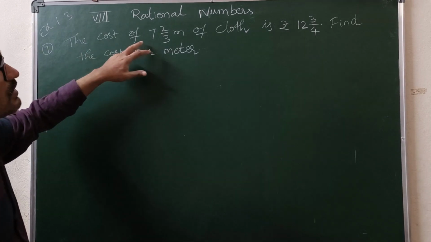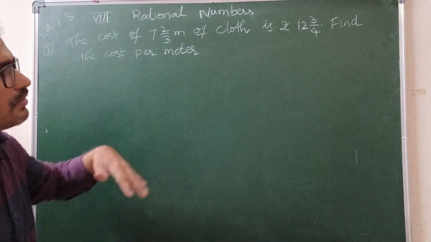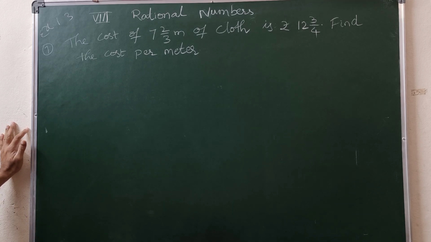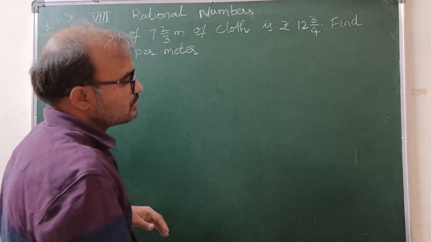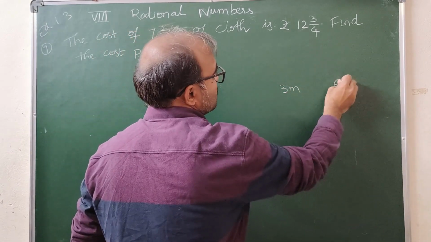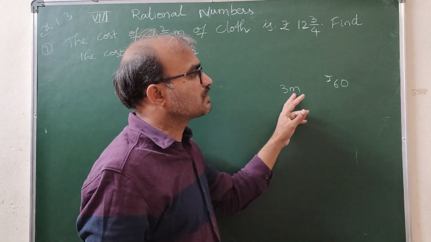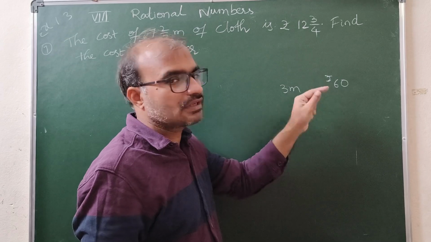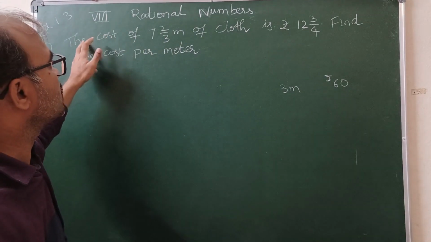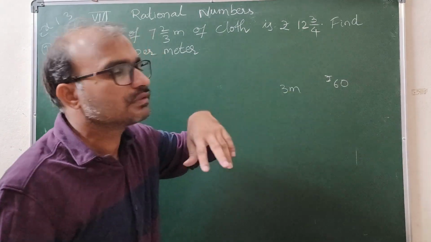The cost of 7 2/3 meters of cloth is rupees 12 3/4. Find the cost of 1 meter, the cost per meter. It is the same as: the cost of 3 meters of cloth is rupees 60. In third class you may have this type of problem. The cost of 3 meters of cloth is rupees 60. What is the cost of 1 meter of cloth? Cost per meter. So the same problem.